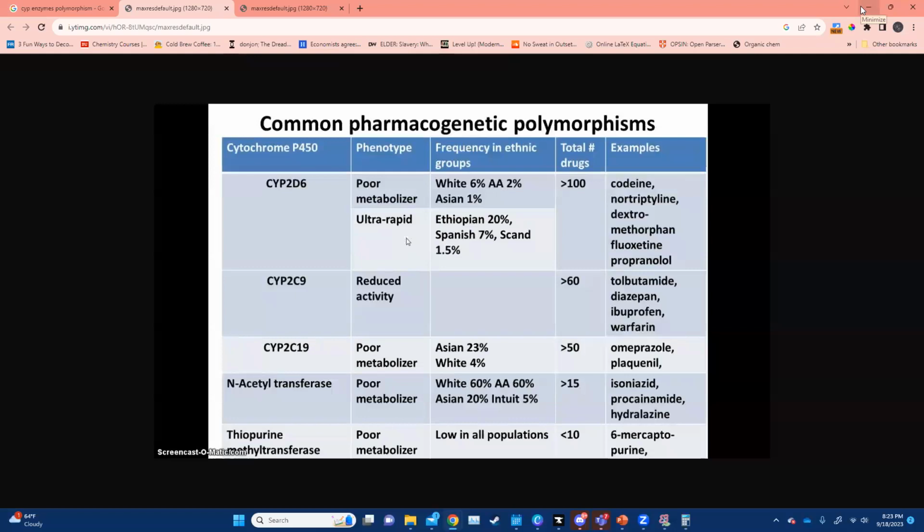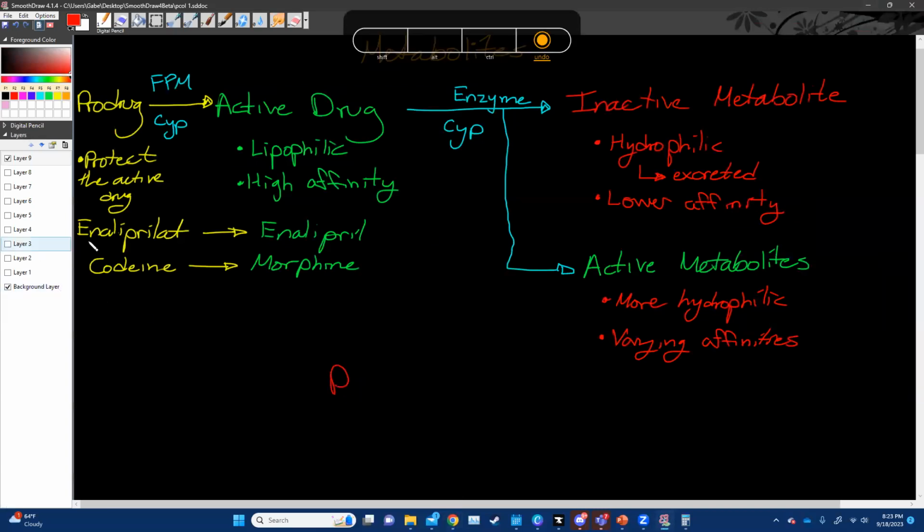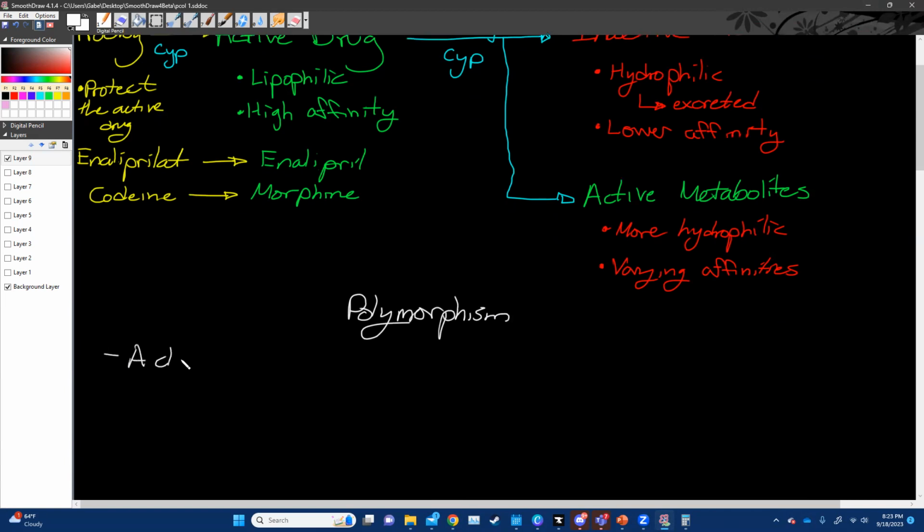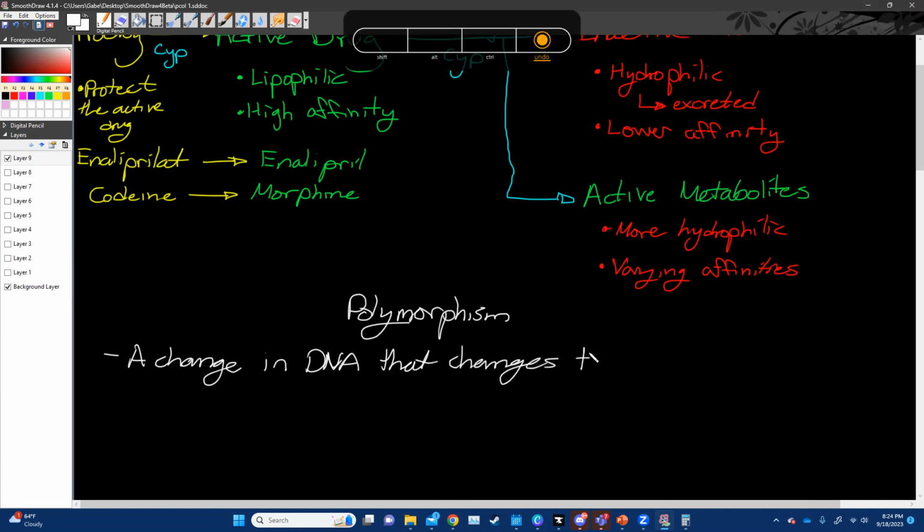What's important to know is that when we talk about pharmacogenomics, it's not necessarily that someone has an enzyme that works better. That's not really how pharmacogenomics works. What really is happening in polymorphism is a change in DNA that changes the number of enzymes.